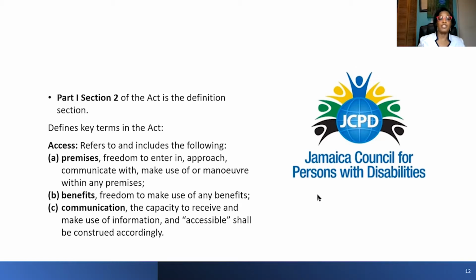It also ensures access to benefits, which means a person with disability can access the use of any benefits that are available to them. Access to communication is the capacity for a person with disability to receive and make use of information, and accessible shall be construed accordingly.